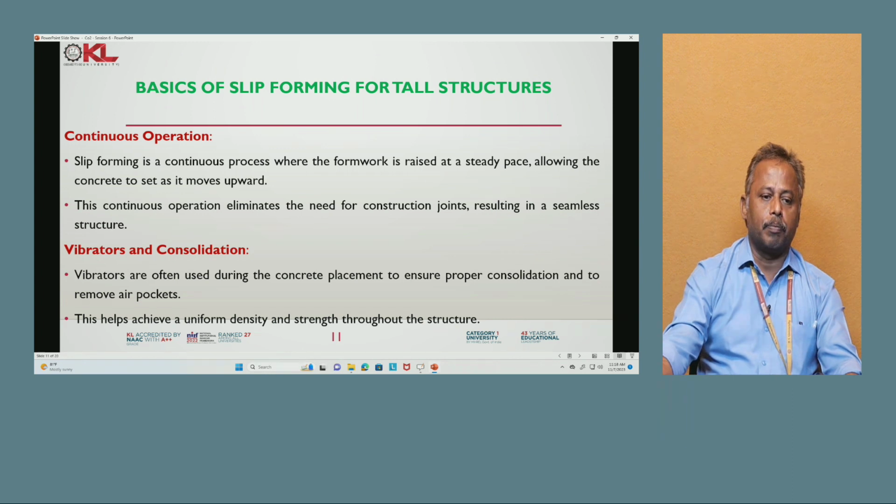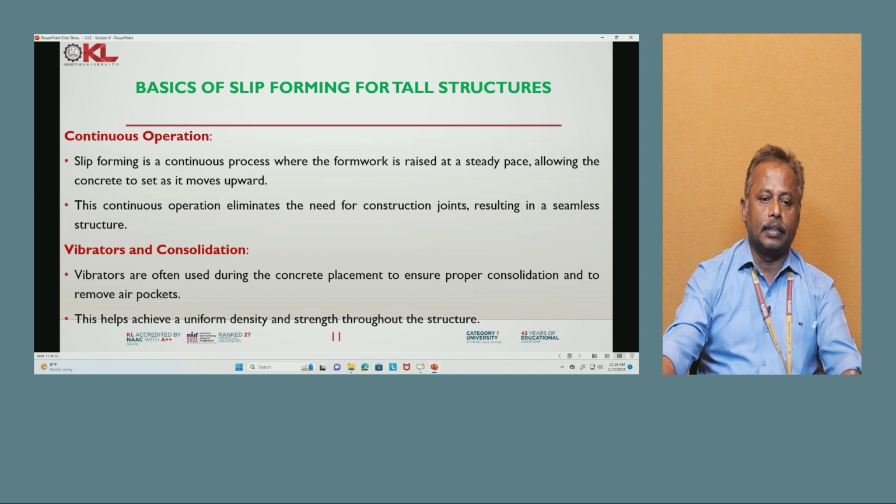Next, continuous operation. Slip forming is a continuous process where the formwork is raised at a steady pace, allowing the concrete to set as it moves upward. The continuous operation eliminates the need for construction joints, resulting in seamless structures.